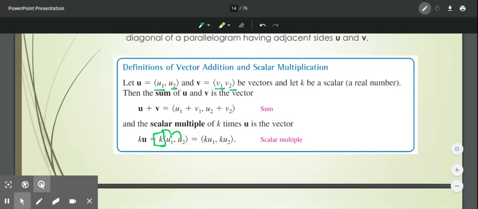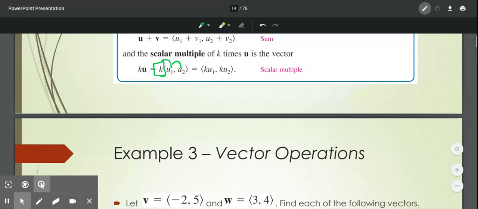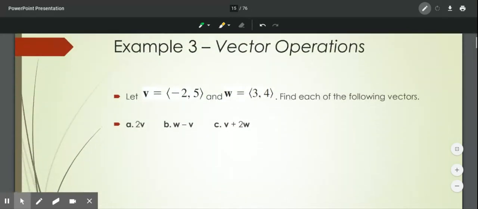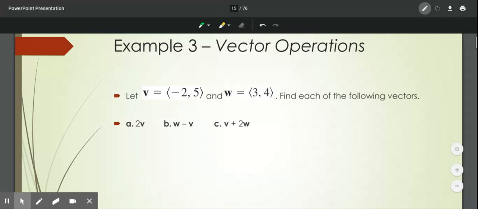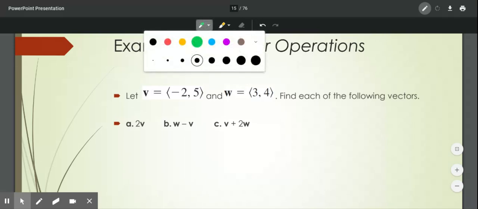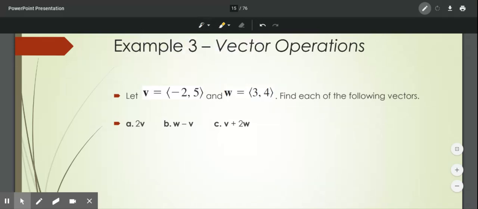I feel like we can probably handle this, but let's practice. All right, we have two vectors, v and w. They've got the pointed brackets around them, so we already know those are the components. For a, if we want to do 2 times v, that means we do 2 times the components of v. We can distribute, so the new components would be -4, 10.